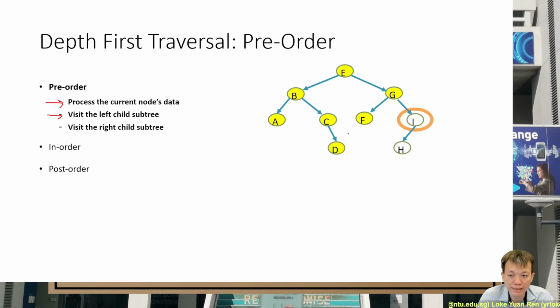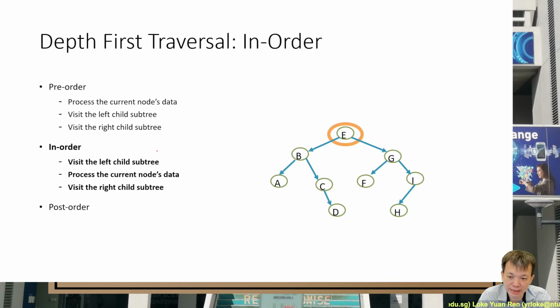Okay, so what is the in-order depth first traversal? It is quite simple. You can see from here, you process, then visit the left subtree, then the right subtree. I just need to swap these two. Instead of processing first, I visit the left subtree first. So I swap these two steps. I visit the left subtree first and then process, and then visit the right subtree.